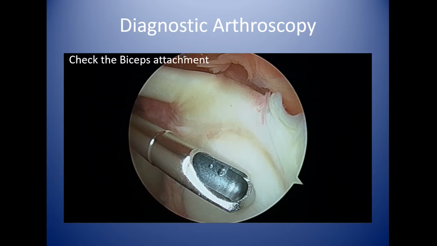Here's another picture of the top of the socket. So see how shallow that socket is, and the shaver device that's in there right now is just beneath where the biceps is attaching to that labrum. Next slide.